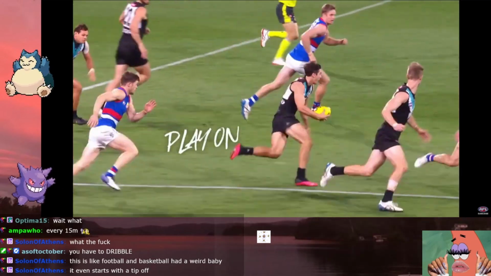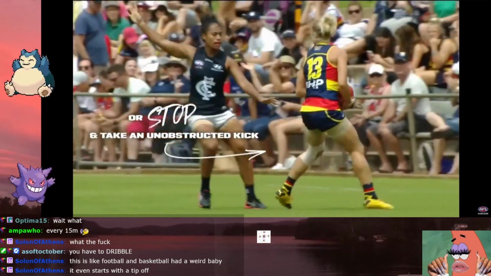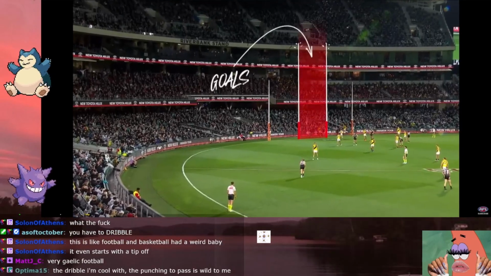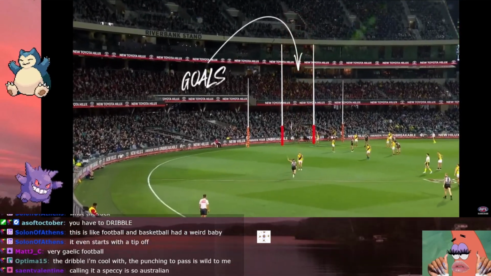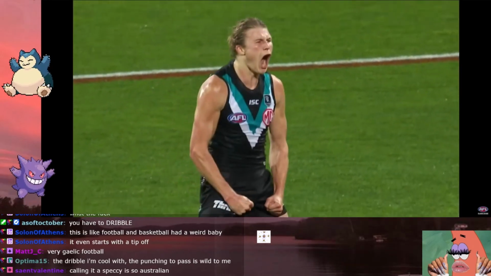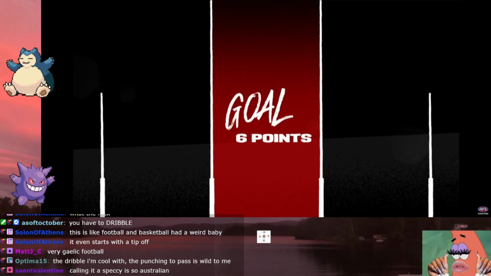After a mark, you can choose to play on, or you can stop and take an unobstructed kick. It's very similar to Gaelic football, yeah. The idea is to kick the ball between the two large upright posts. There's the target. And that's right on. That's a goal. That's 6 points.